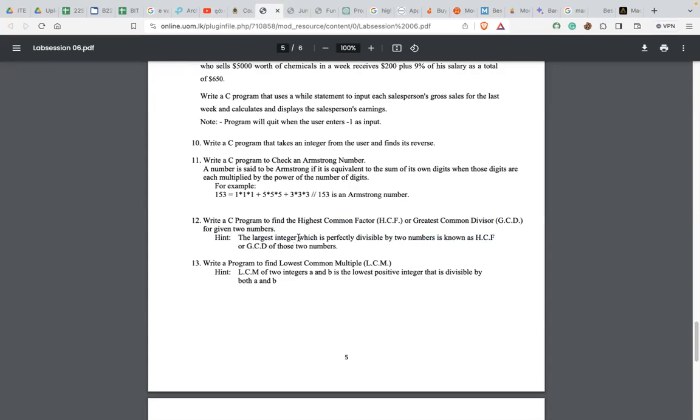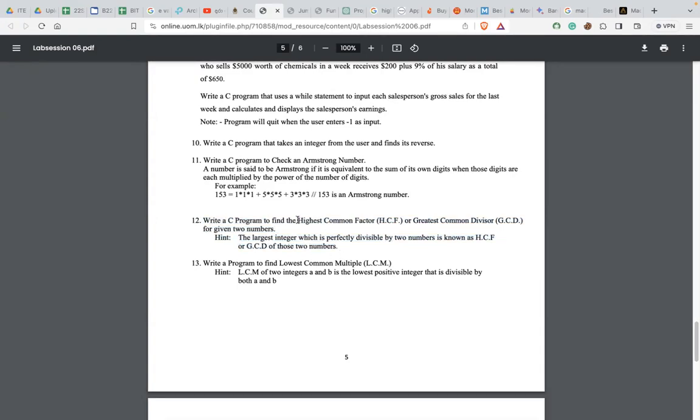What does it mean by highest common factor? The hint says the largest integer which is perfectly divisible by two numbers is known as the highest common factor of these two numbers. According to this example, you can find the highest common factor for three numbers, four numbers, or whatever numbers. However, the input value should be greater than or equal to. But this question asks only for two numbers.